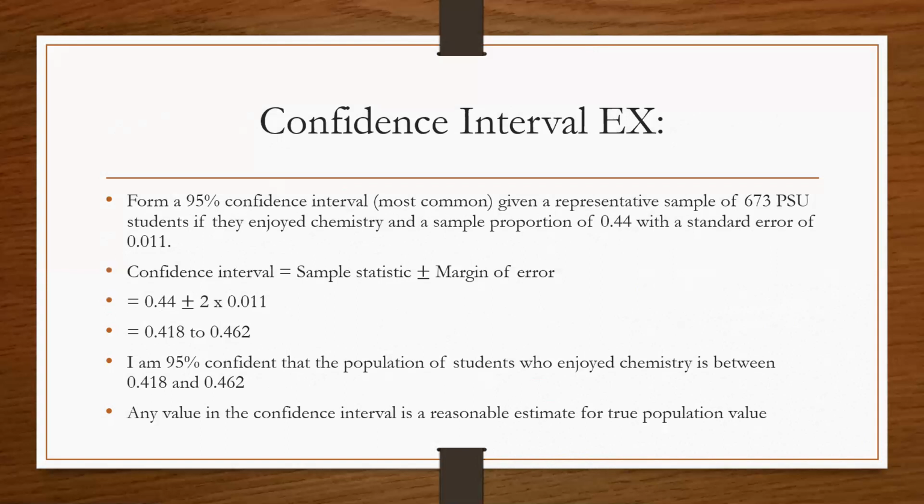So the confidence interval is equal to the sample statistic plus or minus the margin of error. So that's 0.44 plus or minus 2 times 0.011. So then your interval is going to be 0.418 to 0.462. So then when you interpret that, it's going to be I'm 95% confident that the population of students who enjoyed chemistry is between 0.418 and 0.462. And so any value that's in between that interval is a reasonable estimate for the true population value, because all of this is just trying to get at what the true population actually is.